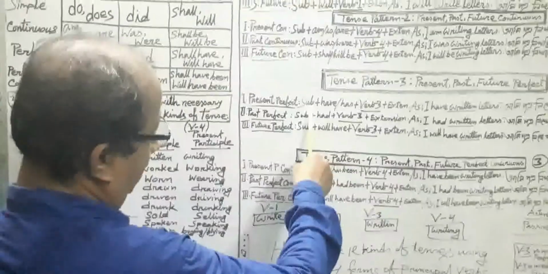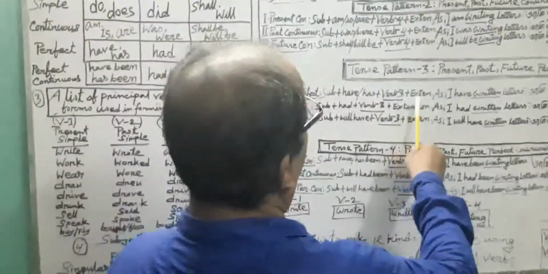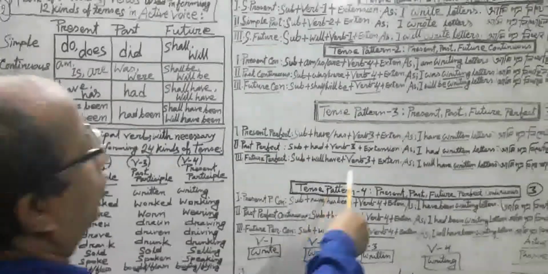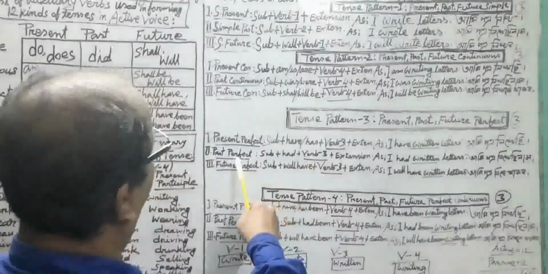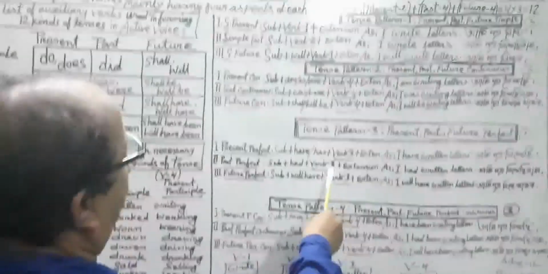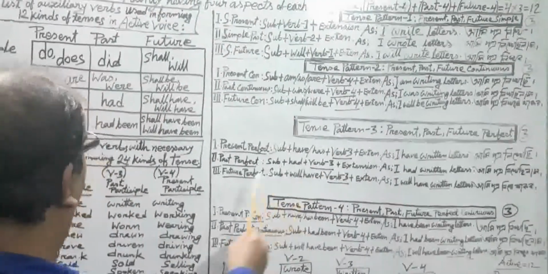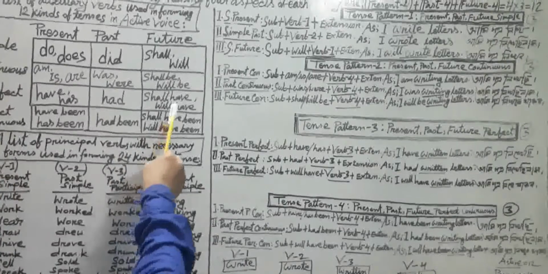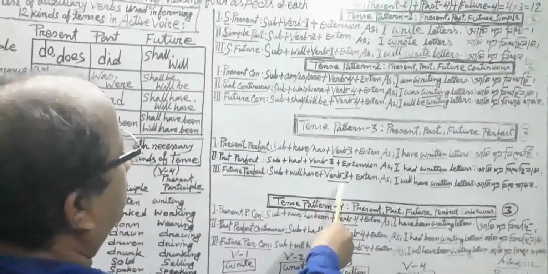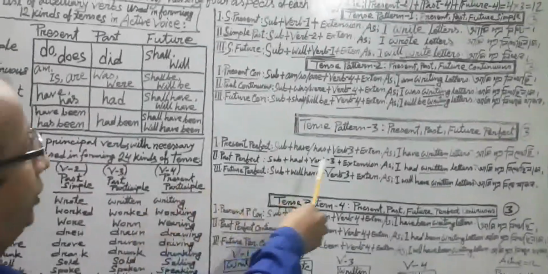Present perfect: subject, have or has as auxiliary, verb 3, then extension. What is verb 3? Verb 3 is the past participle form, then extension. In the same way, for past perfect: subject plus had is the auxiliary of past perfect, then verb 3 once again, then extension. In the same way, for future perfect: subject, shall have or will have, then verb 3. That means for all the 3 perfect tenses, verb 3 is used, here you see written form.